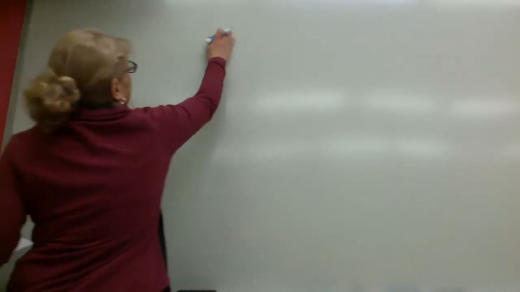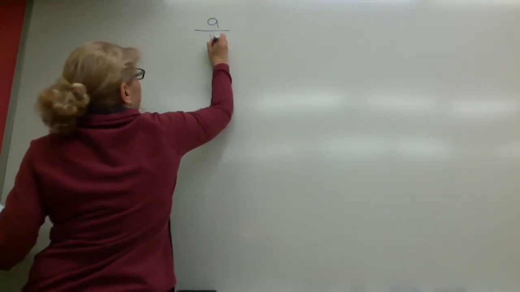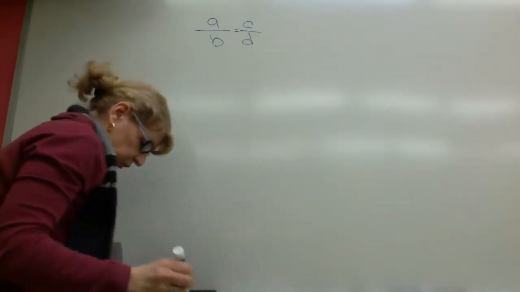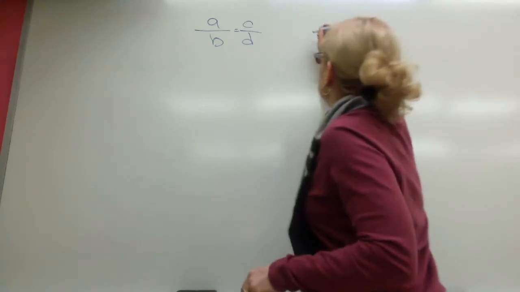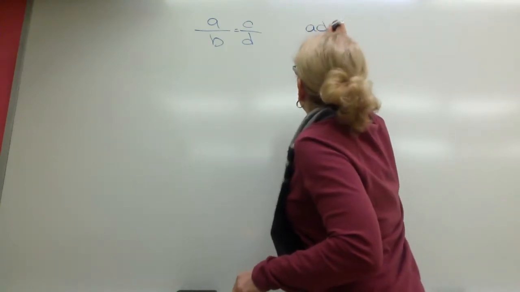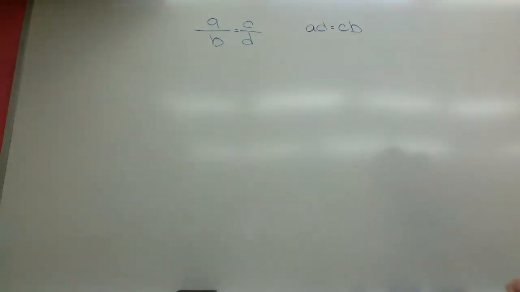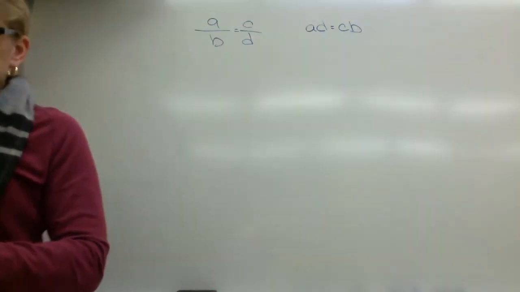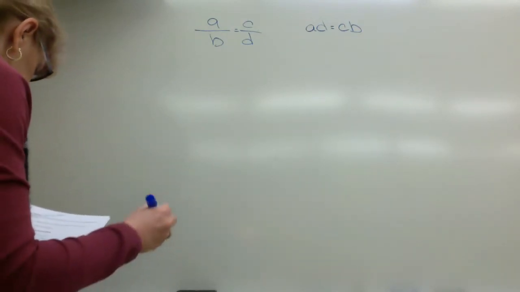We did something called cross multiply, so if you had A over B equals C over D, when you cross multiply, you get that the means are equal to the extremes. So therefore, A times D is equal to C times B. So we're going to take a look at solving these rational equations using this method of cross multiplying.